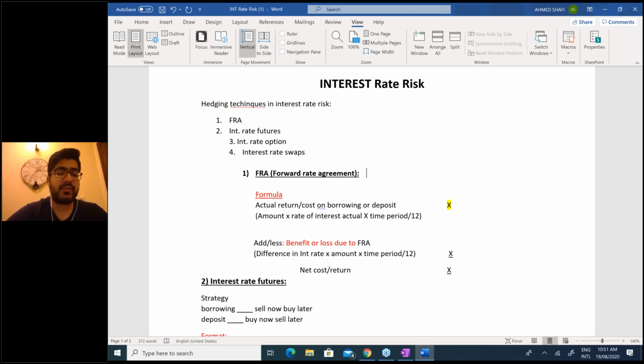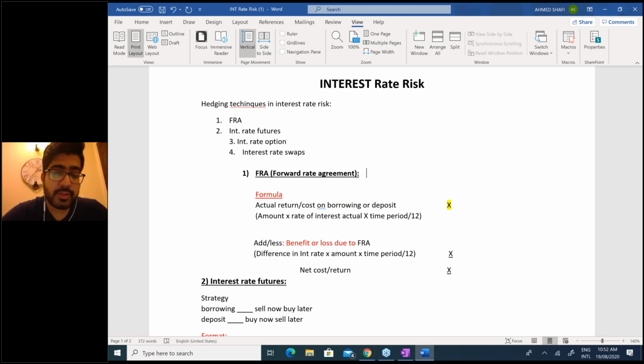You need to first note the return on deposit if it's a deposit case, or cost on borrowing if it's a borrowing case. The formula is mentioned, and then the main thing, benefit or loss due to FRA. Many students make mistakes in that. Take the difference in rates. What is the rate and what you got? Judge whether it's a benefit or loss, into amount into time period over 12.